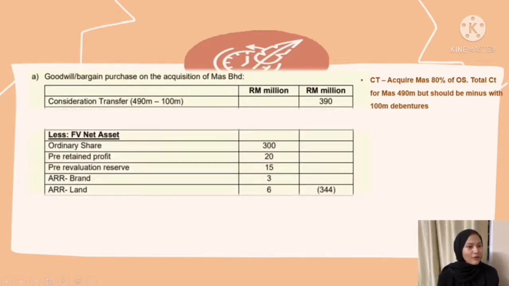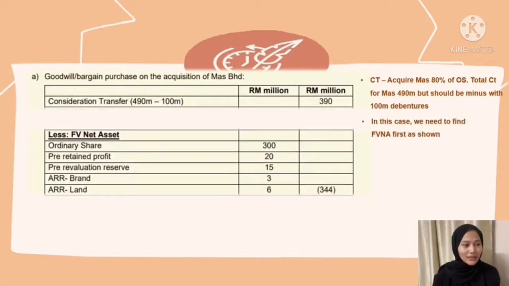The second step for this case is we need to find the fair value net asset first, as shown here. Okay, in order to get the fair value net asset, we should take the ordinary share amount, which is 300 million, pre-retained profit 20 million, pre-revaluation reserve 15 million, and then add ARR rent 3 million and ARR land 6 million, and then we will get 344 million for the fair value net asset.